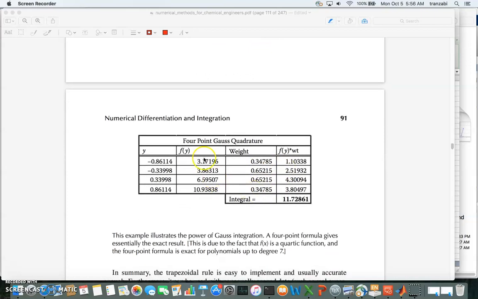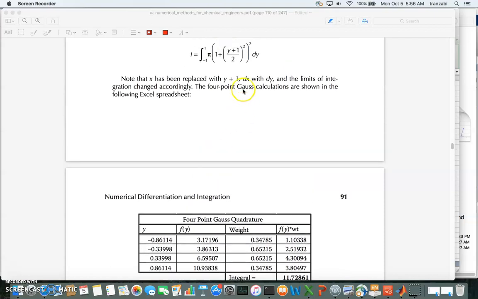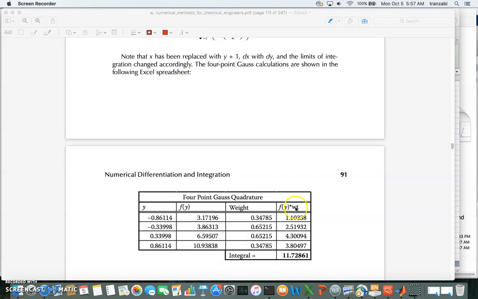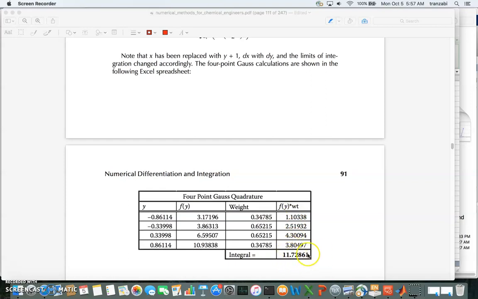Then we evaluate the function. The function means the integrand, so I have to evaluate this integrand for these 4 values. You plug in minus 0.86 in here, you evaluate the integrand only. Then you plug in minus 0.33, you evaluate the integrand. You plug in 0.33, evaluate the integrand, and 0.86. So these are the integrands evaluated with these values. These are the weights. Then we multiply weights by the function, you get this column. Then you sum them up, and you get the total integral.